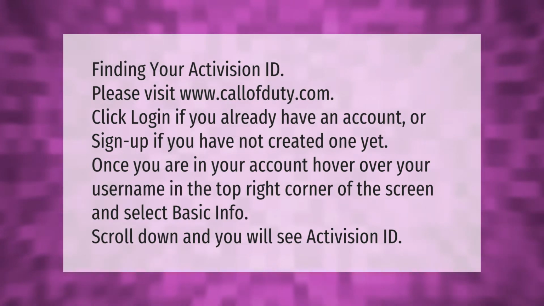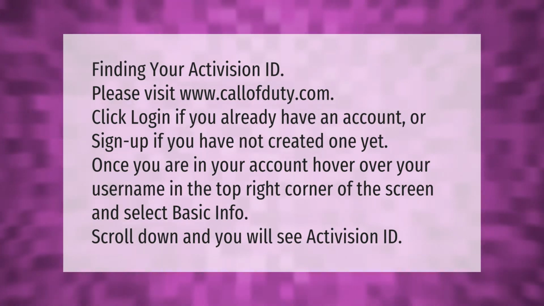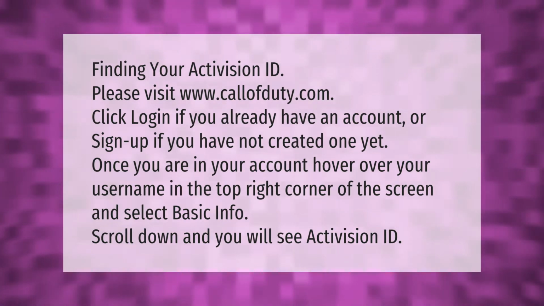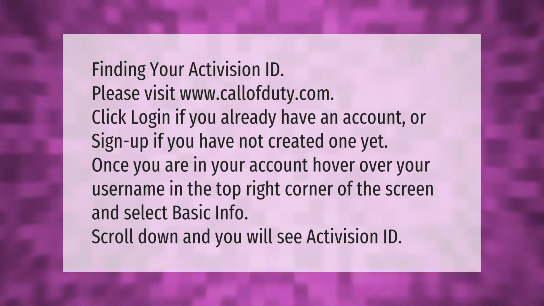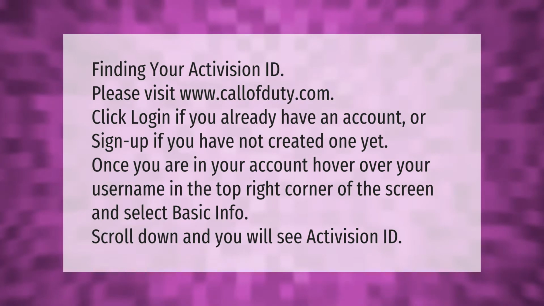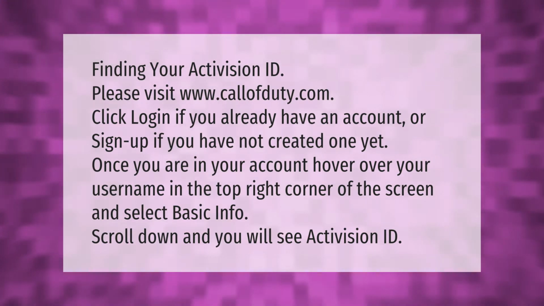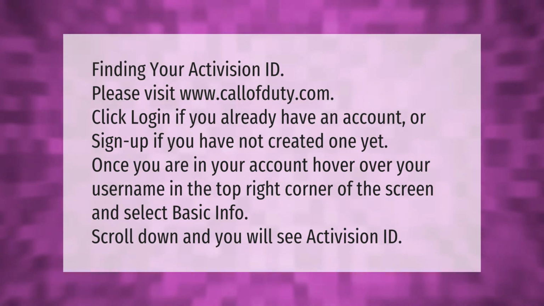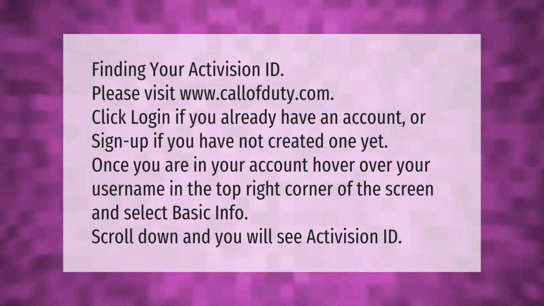Finding your Activision ID. Please visit www.callofduty.com. Click Login if you already have an account, or sign up if you have not created one yet. Once you are in your account, hover over your username in the top right corner of the screen and select Basic Info. Scroll down and you will see Activision ID.